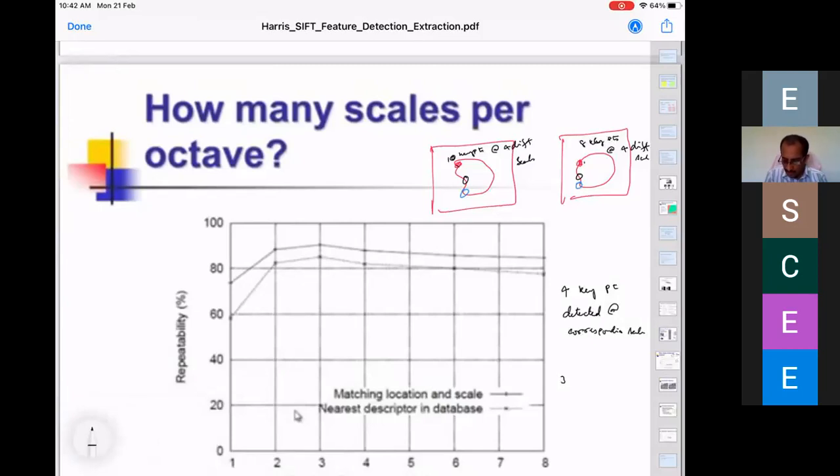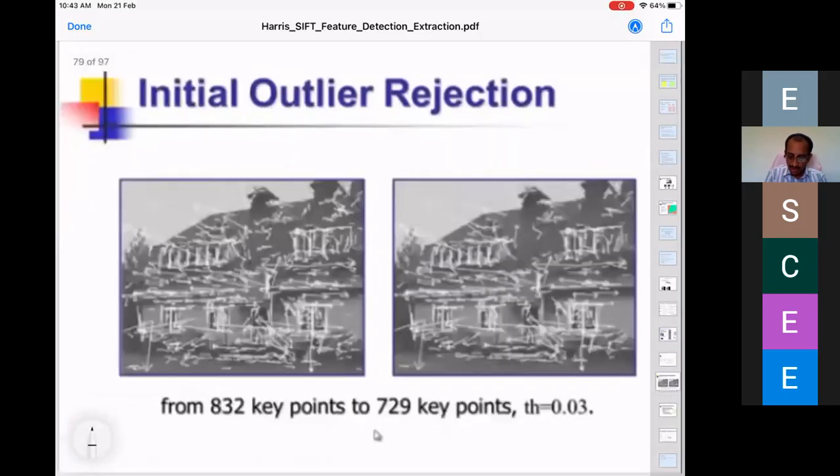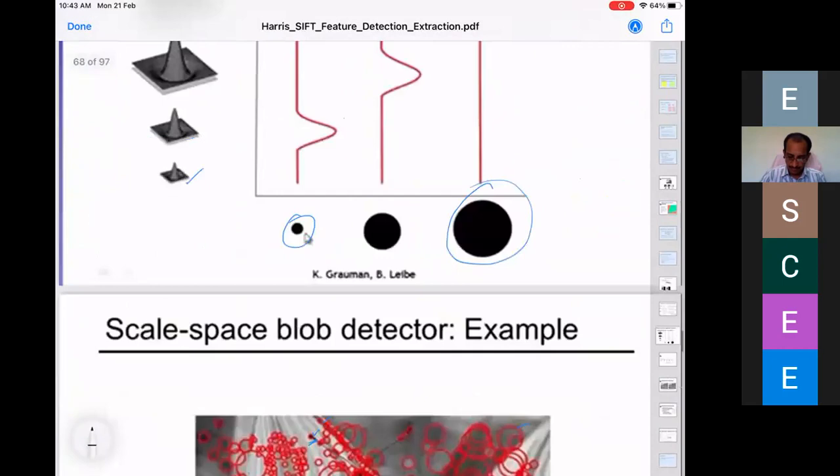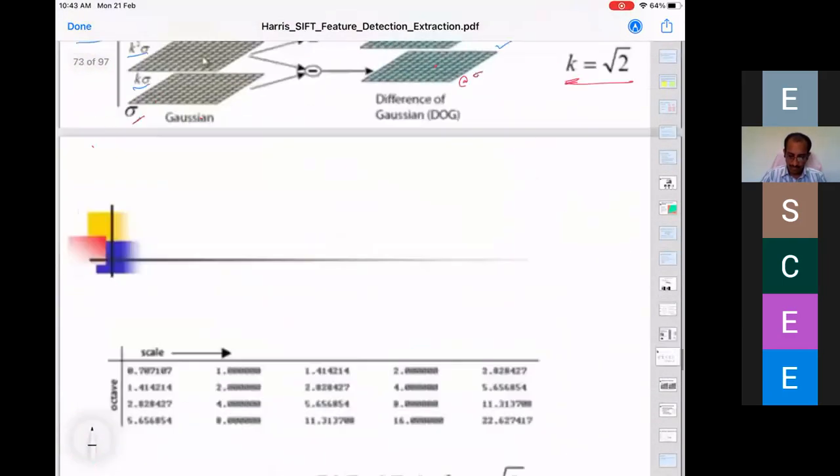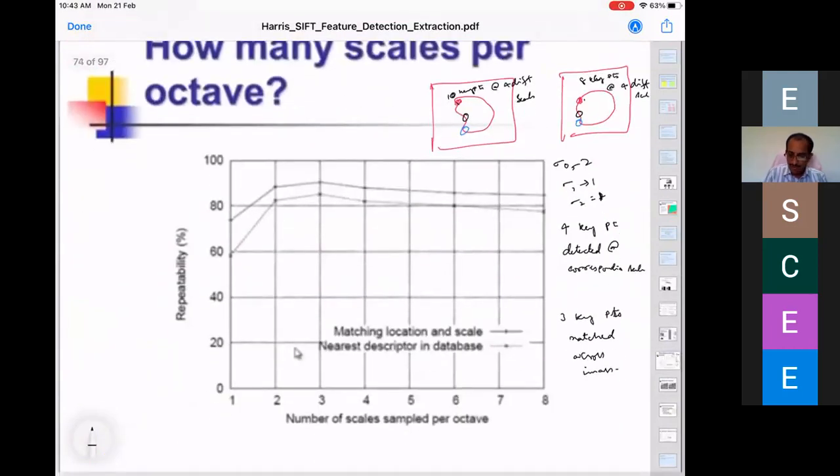And then among these 4, 3 key points matched across images. That means if I have detected these 4 key points at the sigma, say sigma naught, 2 key points, sigma 1, 1 key point, sigma 2, 1 key point. Assume that this is how the key point detection has happened in image 1, as well as in image 2.